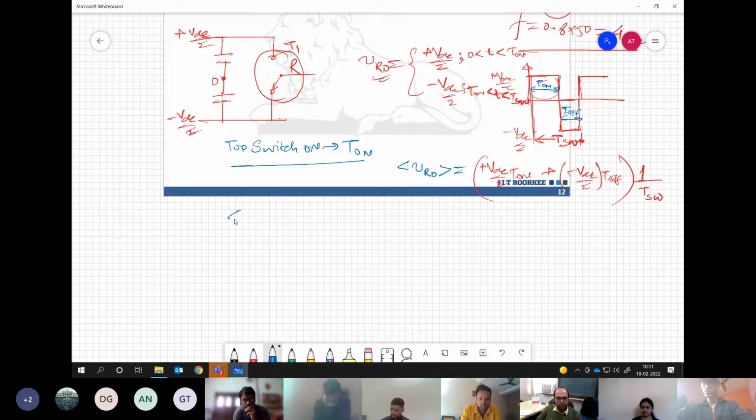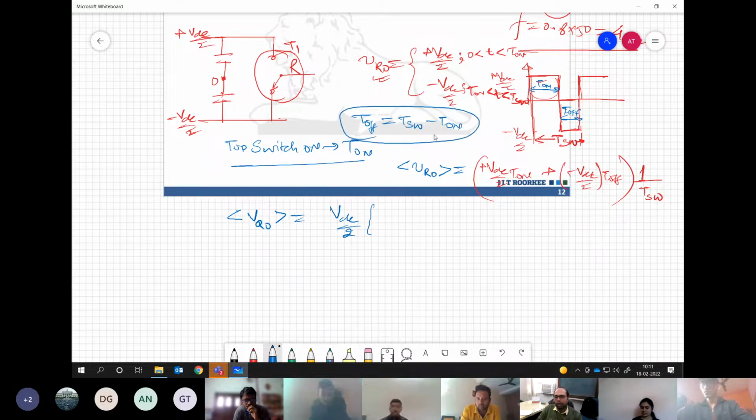So then the average value of voltage can be written as VDC by 2, and if you simplify, keeping in mind that T off is basically TSW minus T on, we don't have everything as a variable. We have at the most two variables in this system, say T on and TSW. And once we fix TSW, by changing T on, we can define what is T off. Am I clear here? Is this statement clear to you? Yes, sir.